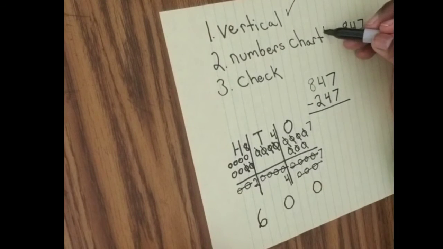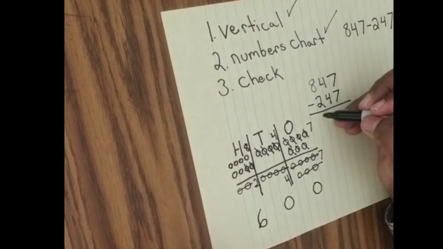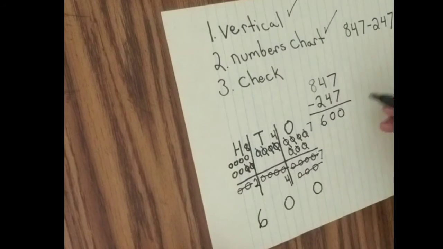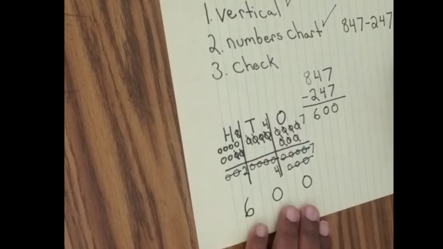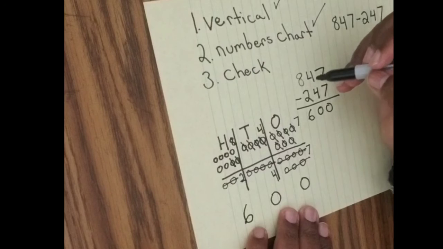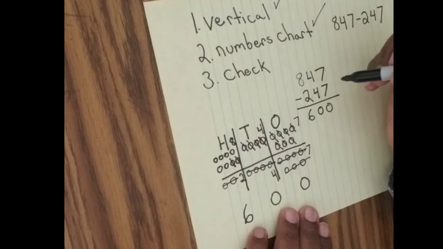All right, I did my numbers chart. Now I just write my answer where I wrote my vertical problem, which is 600. Now I have to check my work. And again, simply checking your work is just like on the other problems that we have done.